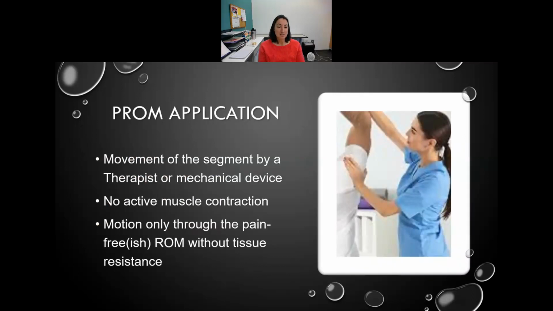Next, application, movement of the segment by a therapist or mechanical device. That's passive range of motion. There's no active contraction. The muscle should be moved through a pain-free-ish range when possible. And remember, passive range of motion does not increase muscle strength. You get no help for muscle contractions or strength passively. If all you're doing is sitting there and there's a machine moving your arms up and down, don't expect to get any stronger, but you can expect your motion to be maintained.